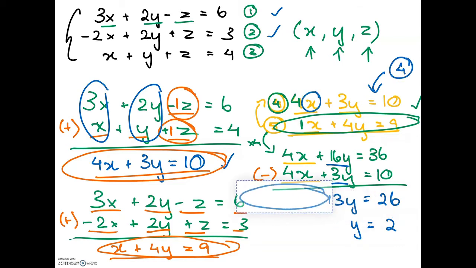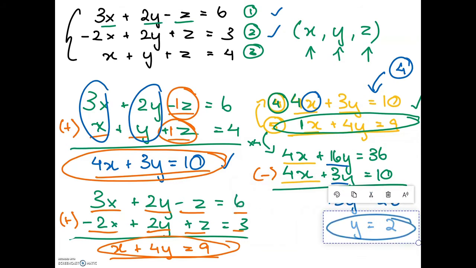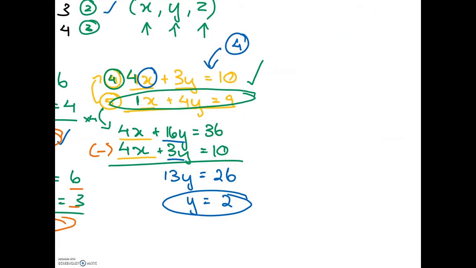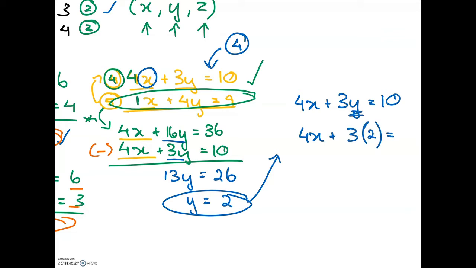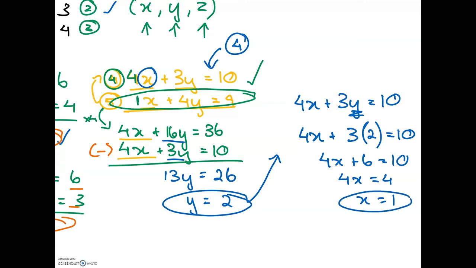So equation number 4 is 4x plus 3y, which is equal to 10. We know y is equal to 2, so we're going to do 4x plus 3, and in the place of the y, we're going to substitute 2 and equal it to 10. So 4x plus 6 is equal to 10. Subtract 6 from both sides, you get 4x equals 4, making x equal to 1. So now we figured out that x equals 1 and that y equals 2.